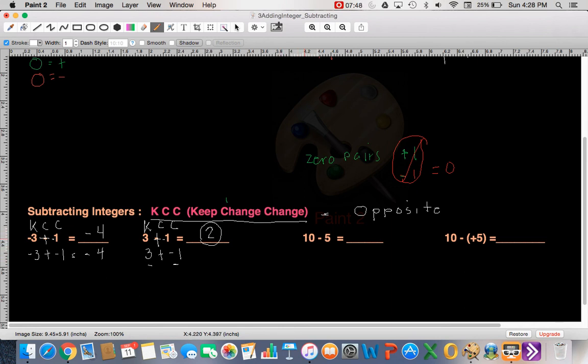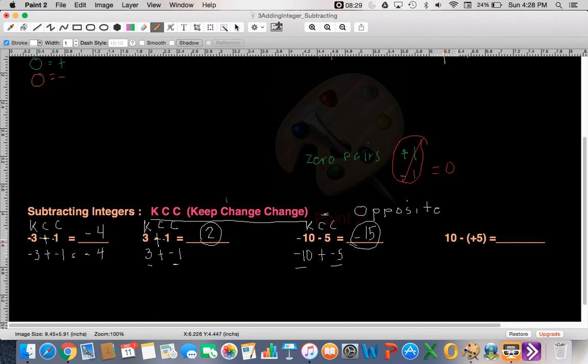On this side, let's make this negative: -10 minus 5. So here, you keep -10, and then you change the minus to the opposite, positive, and then -5, right? Keep, change, change. So you're adding similar sign integers, so you're just adding it up. It would be -15.